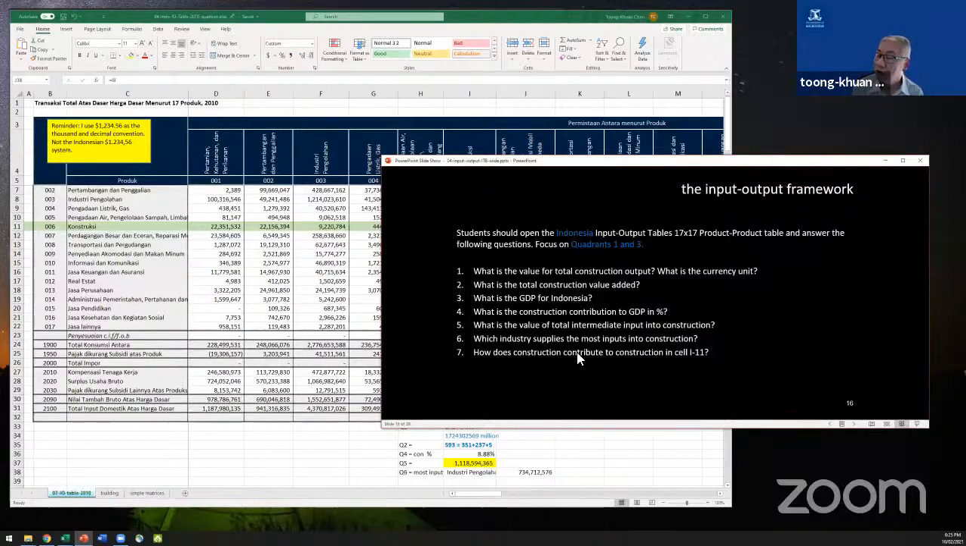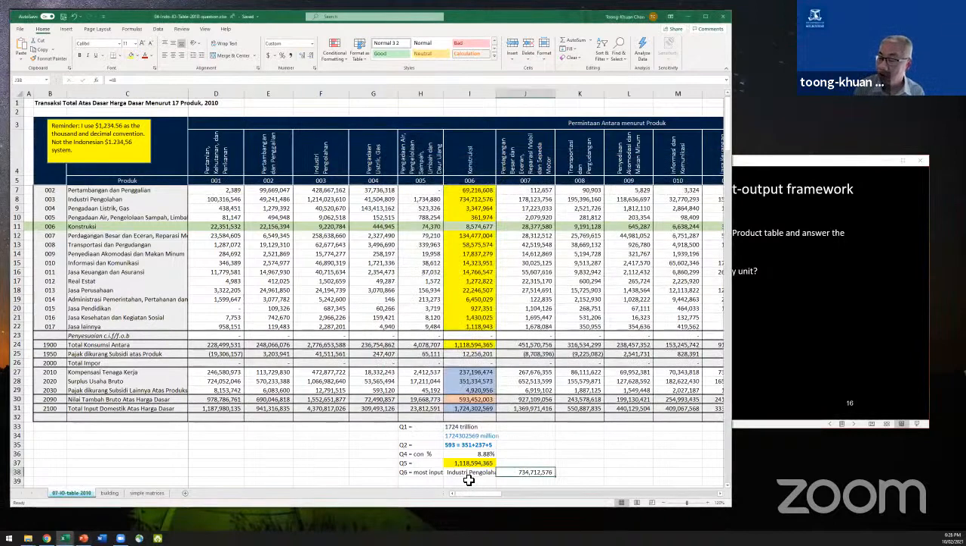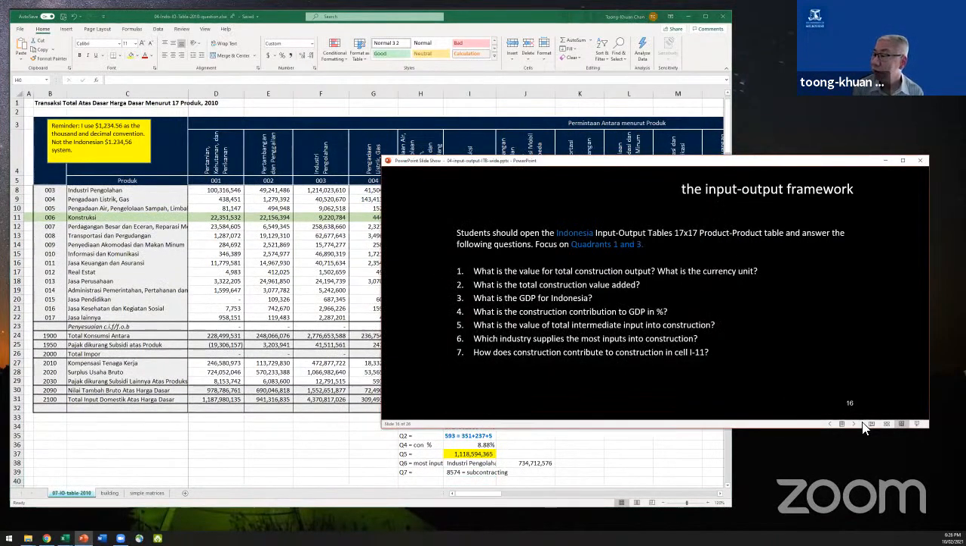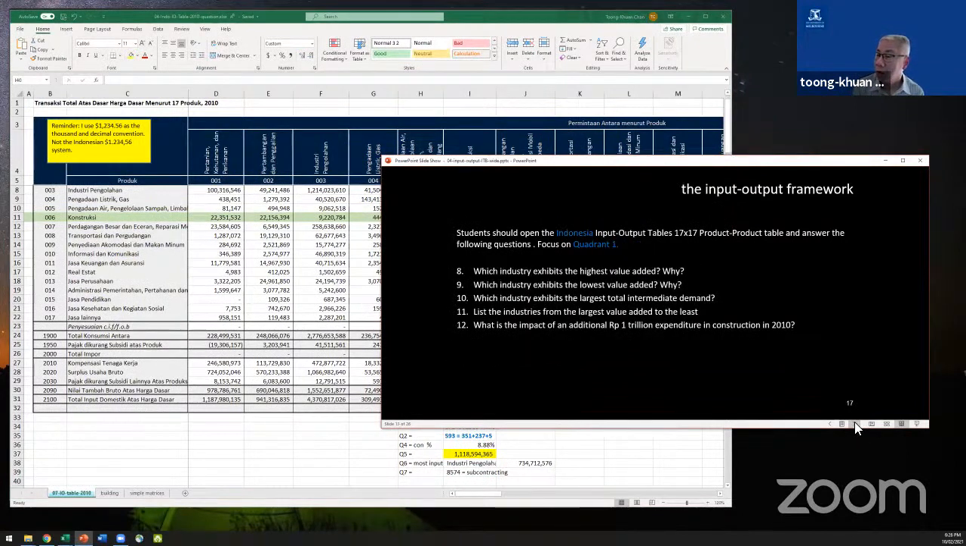Question 7, how does construction contribute to construction itself? This one we've already covered. So we're talking about this one, 8574. So 8574 is usually subcontracting. Okay, 8574 is subcontracting. Okay, so now this is where you guys need to do some processing. Which industry exhibits the highest value add in Indonesia?